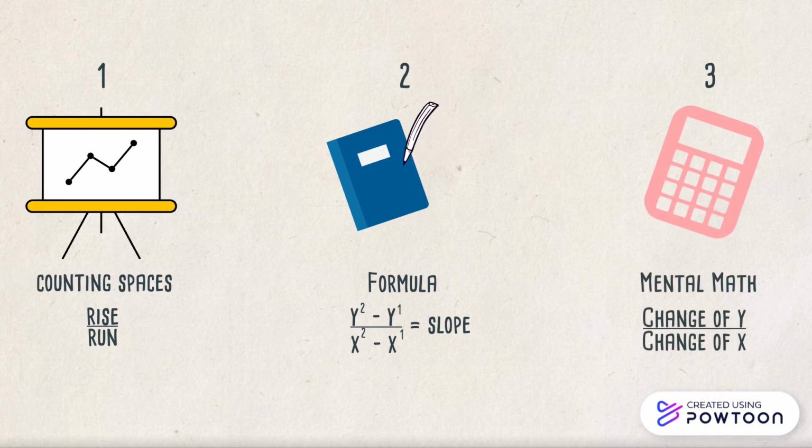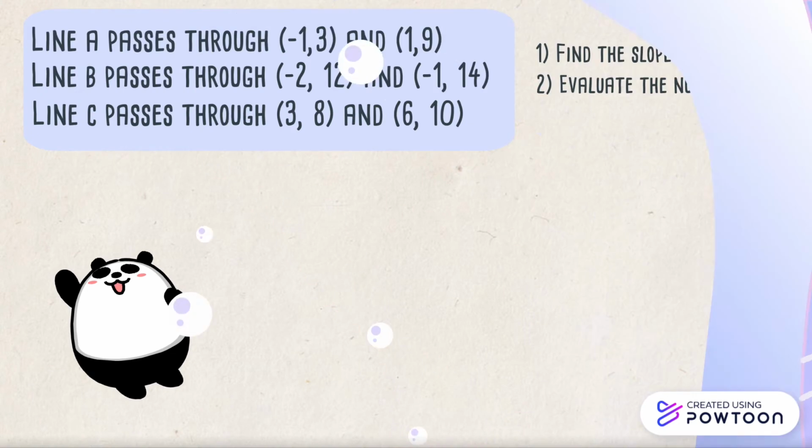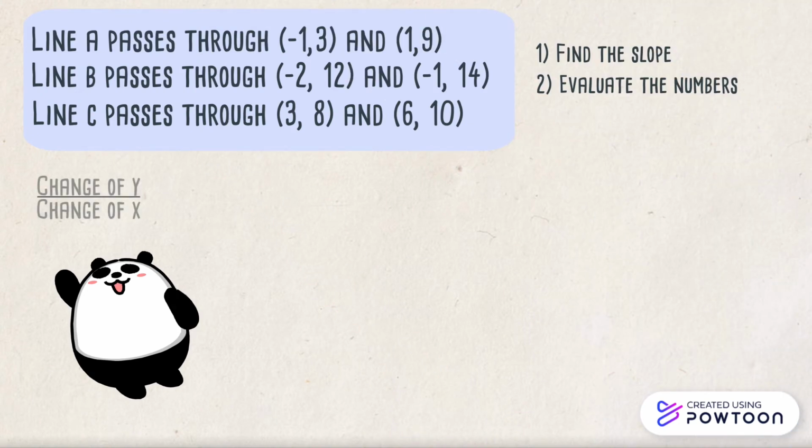Basically, all this is counting the spaces between our x and y values. Going back to the problem, we're going to be using change of y over change of x because we have 2 points and it's very easy to do. So that first one, (-1, 3) and (1, 9), we're going to label our x and y values, then draw arrows from x to x and y to y.